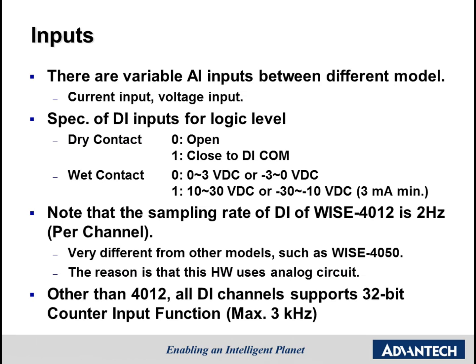For example, WISE 4012 can reach a maximum of 10 Hz for all of the channels that you enabled. And for 4050 and 4060, their hardware design is different, so they can reach a maximum of 3 kHz sampling rate. And 4050 and 4060 support a 32-bit counter input function.